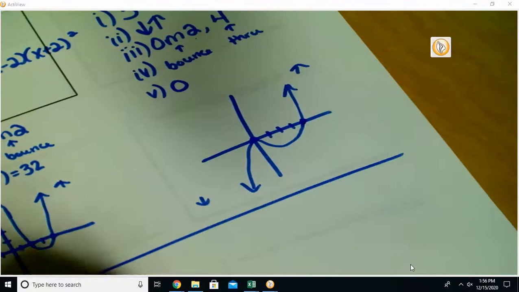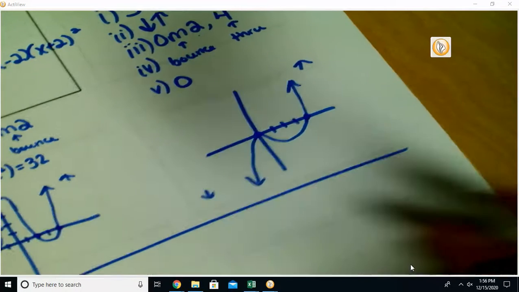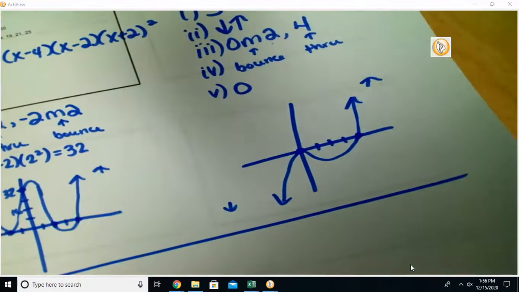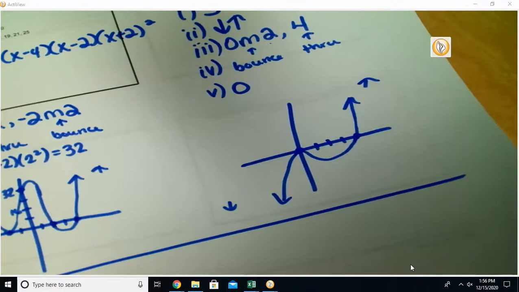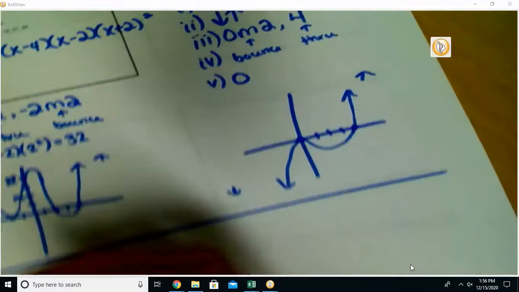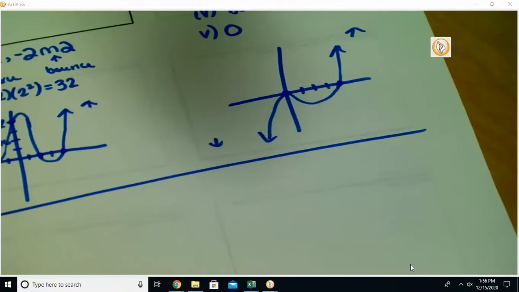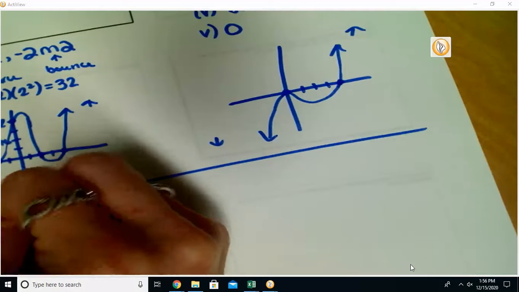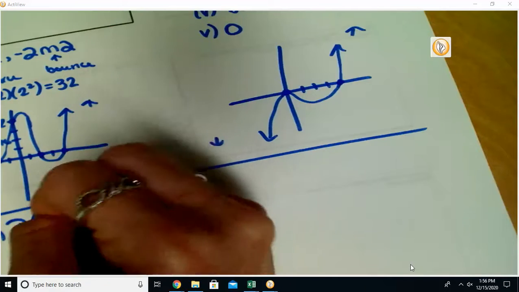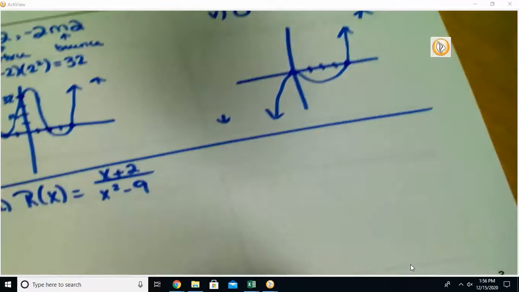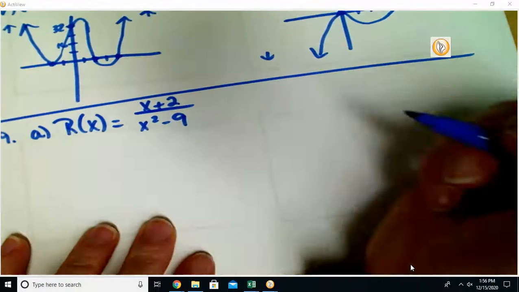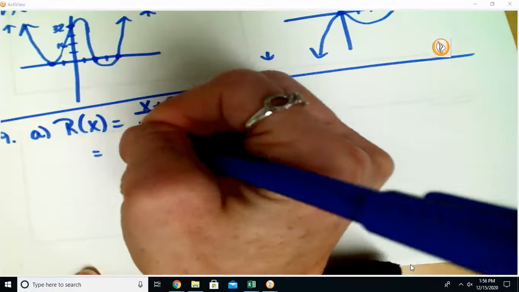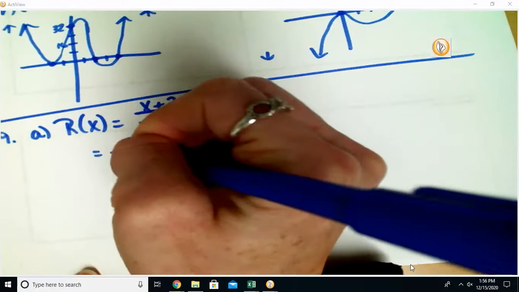Number 29 says more practice with our asymptotes. So, I want domain and all of the asymptotes. So part A. Start by factoring the bottom. So that would give me an x plus 2 over x plus 3, x minus 3.